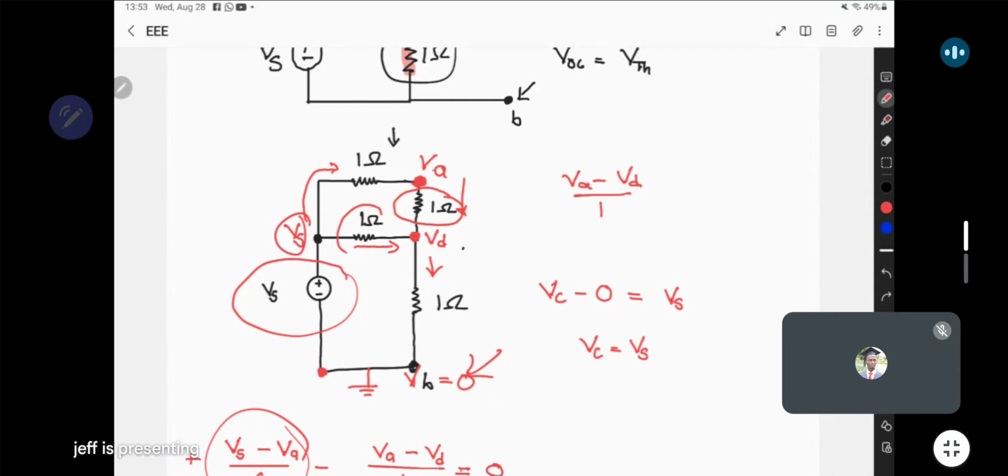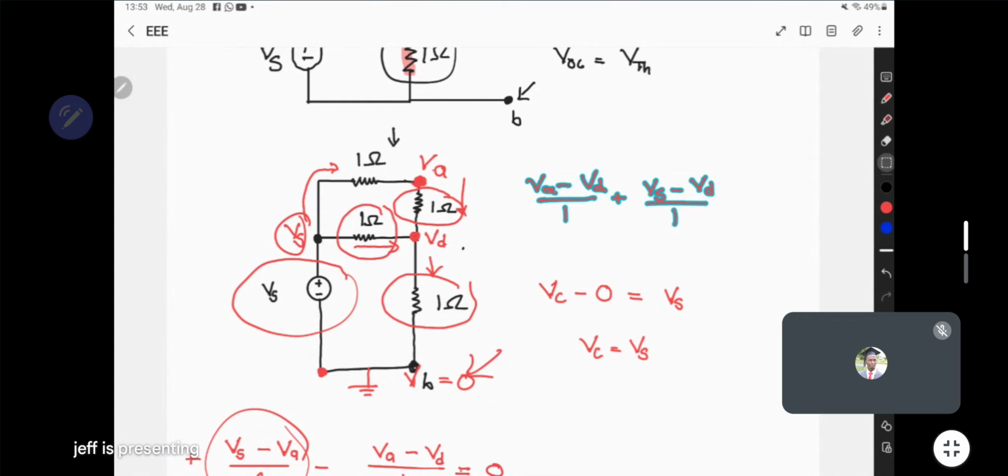Then here current is also entering. So this is going to be plus the voltage it was supplied, Vs, minus the voltage that left it, Vd, divided by 1. Then lastly, you have this 1 ohm resistor where now current is leaving, so that one is going to be minus the voltage it was fed, Vd, minus the voltage that left it. It's going to the ground, V0. I can say Vb, but it's ground voltage, so that's V0 over 1, equals 0.